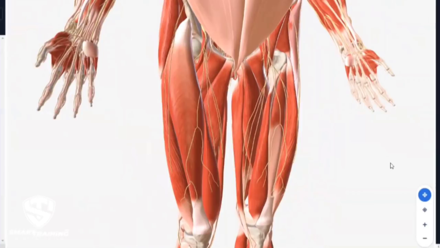So when we're talking about working the quadriceps, we're going to be talking about exercises that primarily extend the knee. So when we look at a compound movement or an isolation exercise, that's what we're going to be asking ourselves: is this exercise extending the knee, and how efficiently is it doing that?